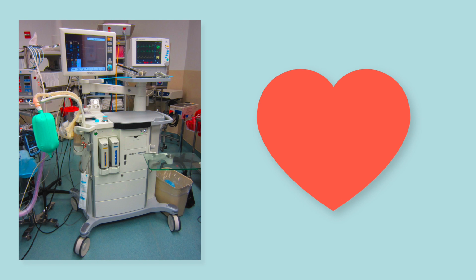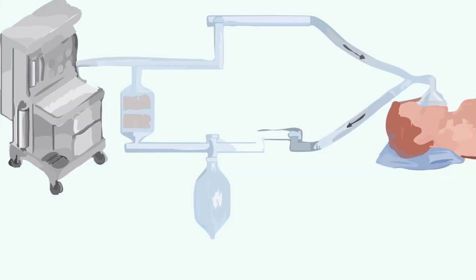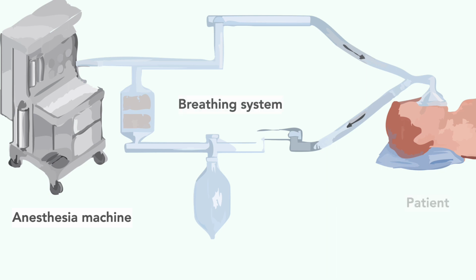But how does the anesthesia machine work? What does it do? The anesthesia machine basically has lots of monitors to monitor many things, and it can release anesthetic gases. So this is basically the anesthesia machine on the left. It releases anesthetic gases which go through a breathing system to ultimately reach the patient.